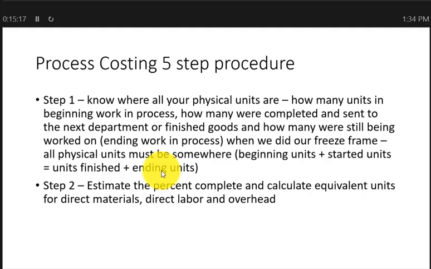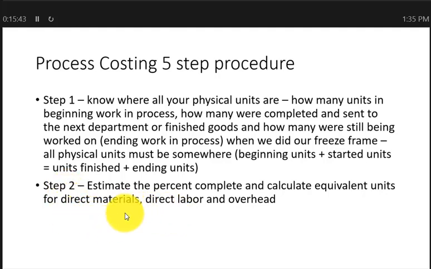They all are there. So if your beginning units are 1,000 and you started 9,000, then that's 10,000 units. They all have to go somewhere. They either got finished or you're still working on them. That's the logic behind that. So write that out so that you know all of those pieces.